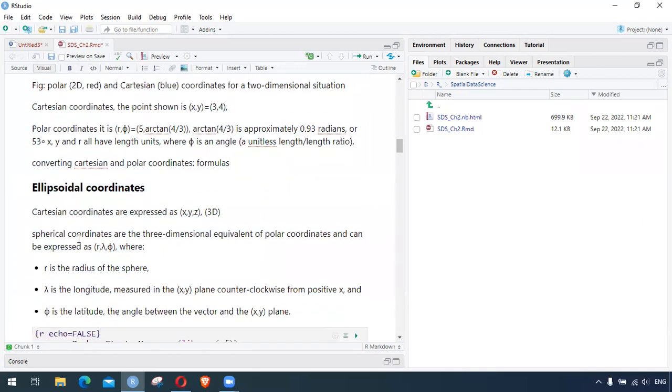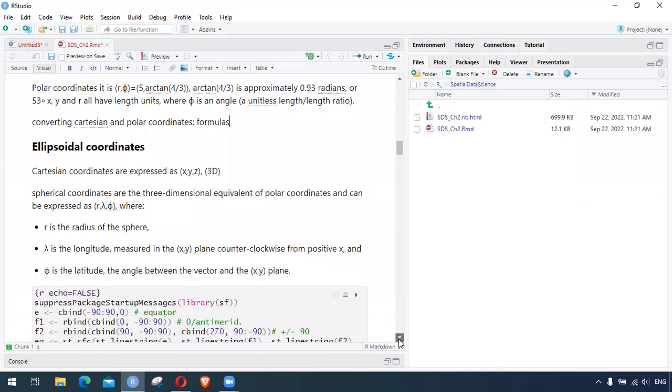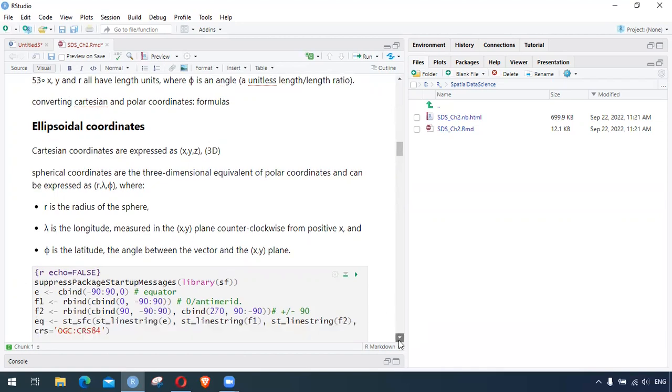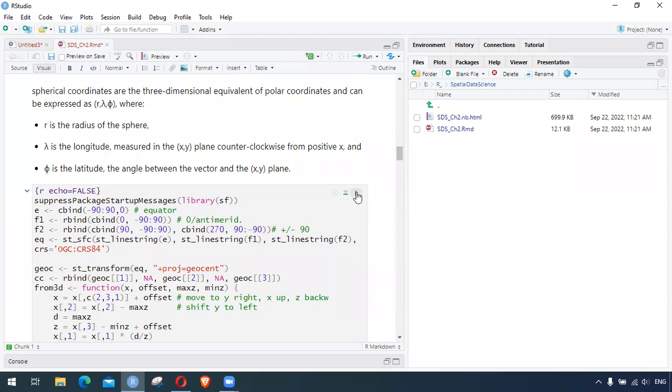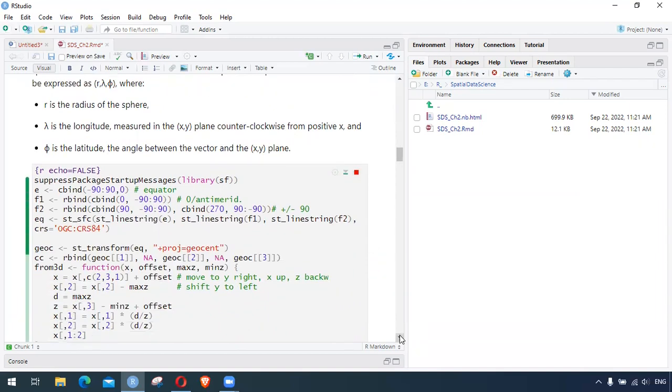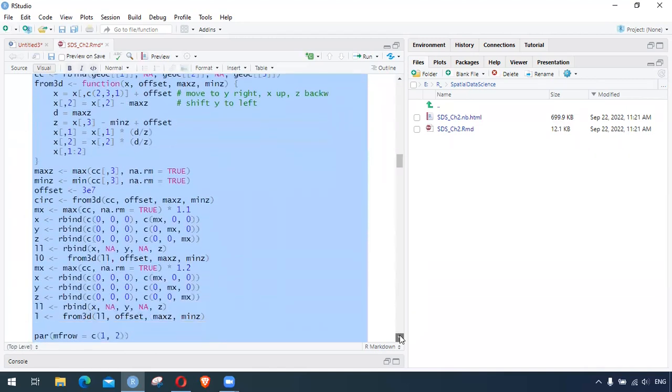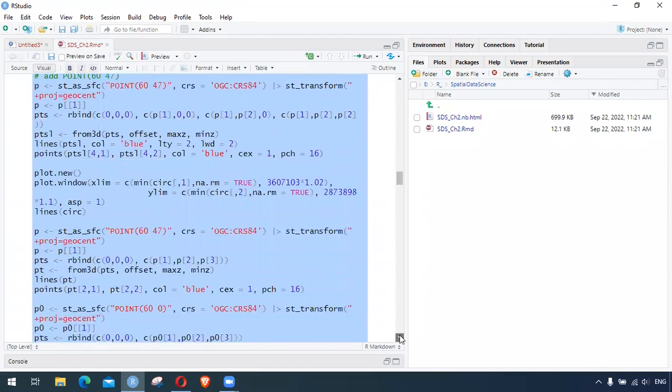And then we have the spherical coordinates. For the case of the sphere, it's similar to the polar coordinates that we just saw, but this will be represented by three things here. The first one is the radius of the sphere, this lambda is the longitude, and this phi is the latitude. And this is the case for spherical coordinates in three-dimensional space. And here we can see some code again, and this generates something like this here.